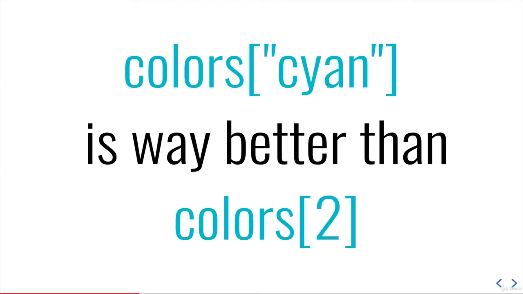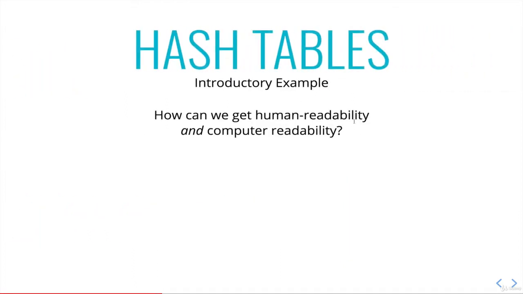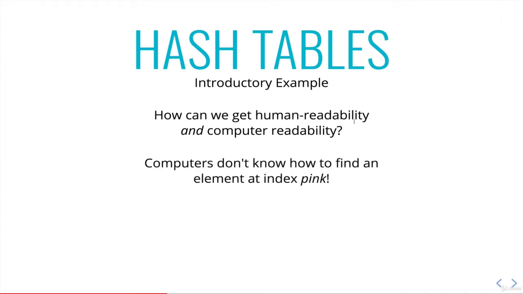This is a lot clearer. So we want human readability, but of course it needs to also work. It needs to be a real thing on our computer. And unfortunately, computers don't know how to find something or insert something at index pink or index hello world or out damn spot or H. Computers don't know how to do that. Thankfully, we have hash tables to the rescue.